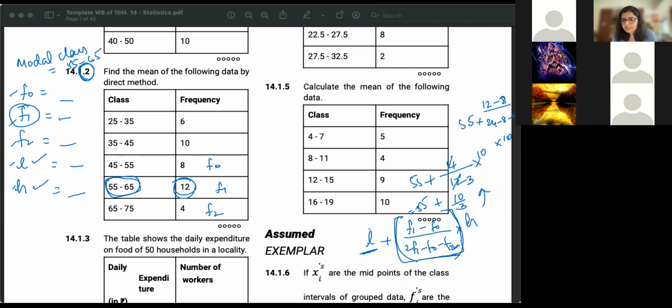Aditya Mundra is correct. Anirban, no. 55 plus. There's some issue in this fraction. Check the calculation again. You should get 12 minus 8 divided by 24 minus 8 minus 4.